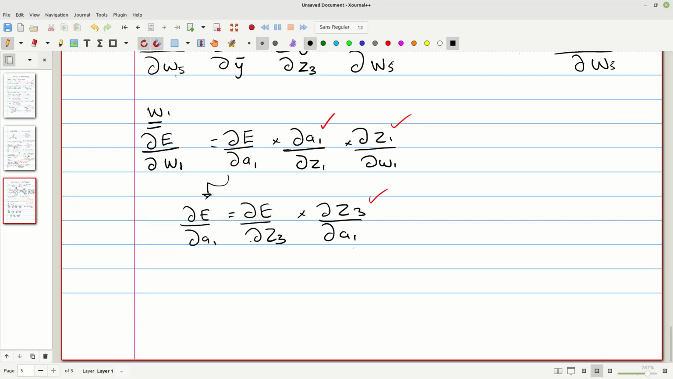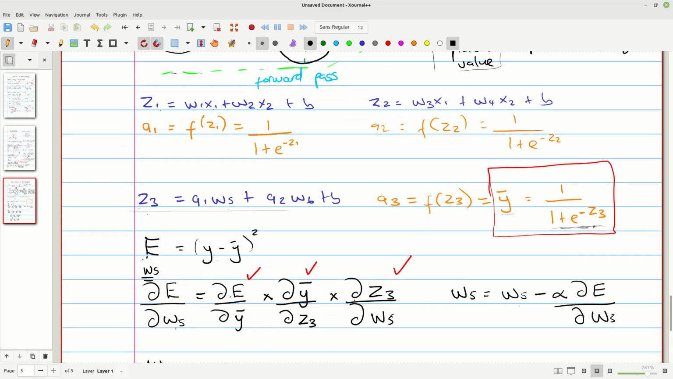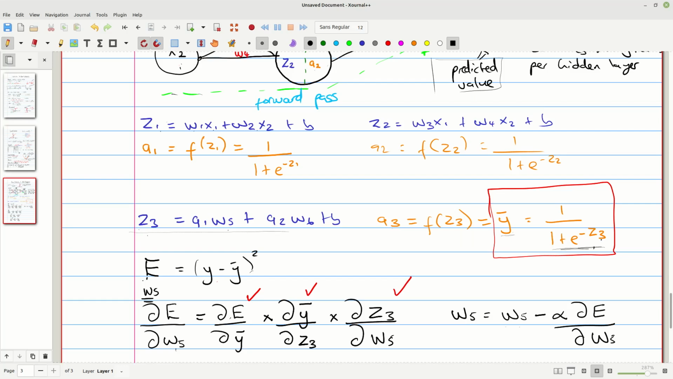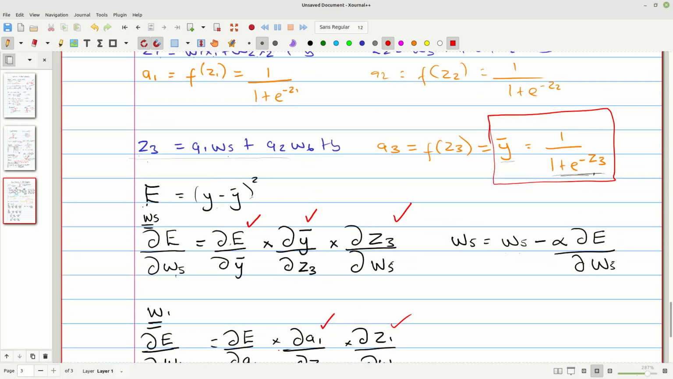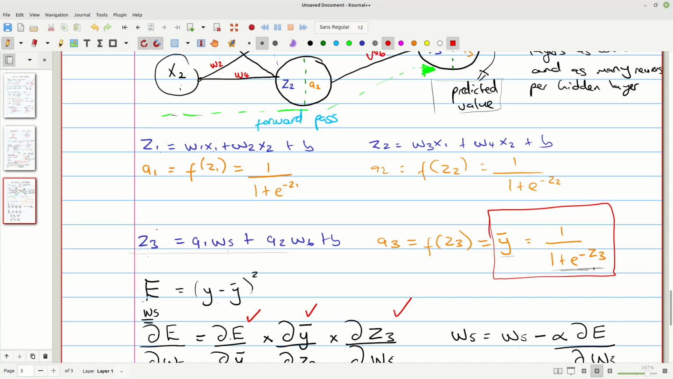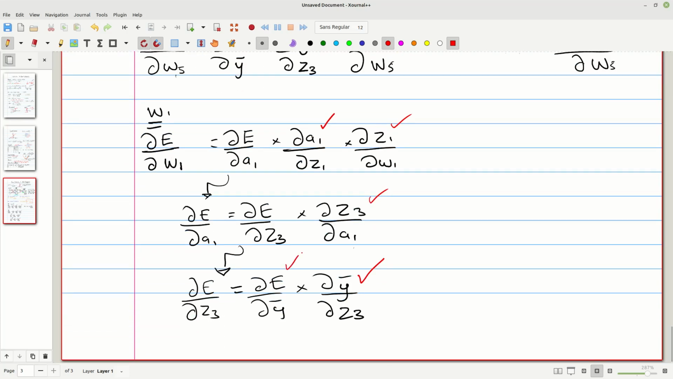So again, we subdivide this: dE with respect to z3 is equal to the partial derivative of e with respect to y bar times the partial derivative of y bar with respect to z3. Do we have an expression between y bar and z3? Yes, y bar is equal to 1 over 1 plus e to the minus z3, so that's fine. And between e and y bar, e is equal to y, yes, we do, so this is fine.